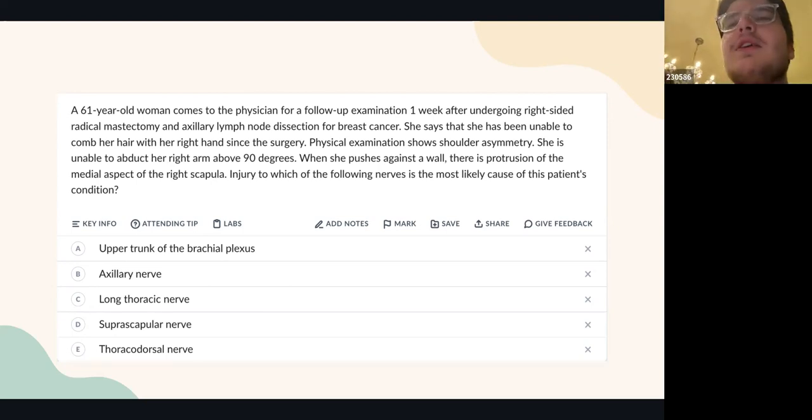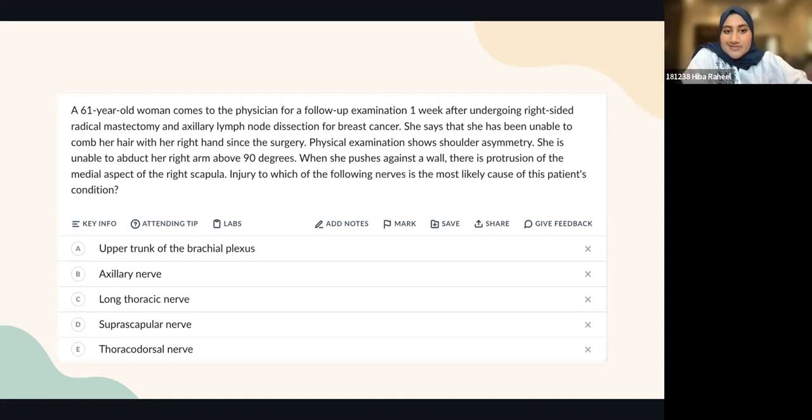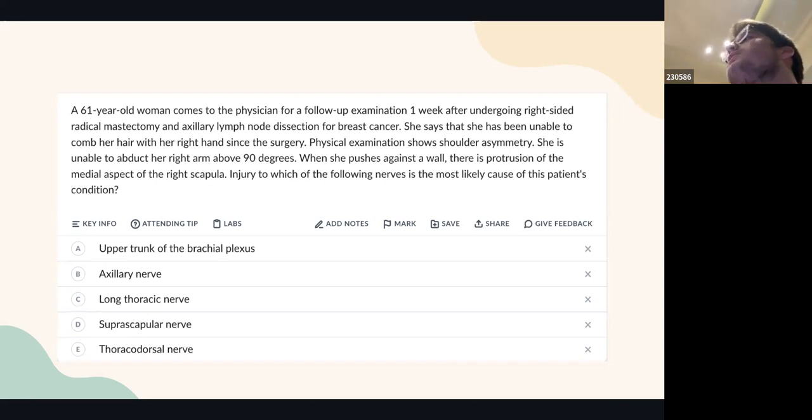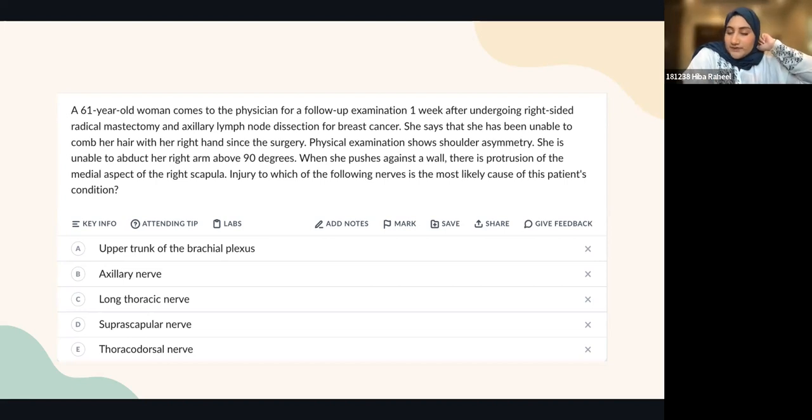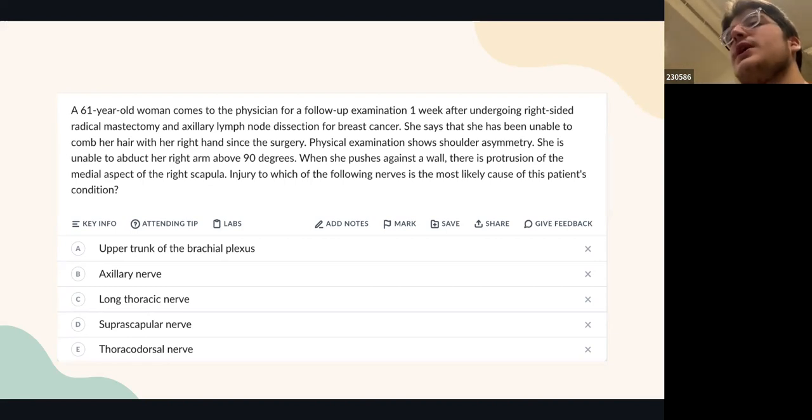The thing is, it says she cannot abduct her right arm above 90 degrees. What really confused me is that I know the trapezius is the one that abducts the arm above 90 degrees, right? Yeah, it does that. But isn't the trapezius supplied by the cervical nerves? The cranial nerve, not cervical. Cranial nerve 11, I mean. So how is it correlated if it's the long thoracic nerve being injured, not the cranial nerve?